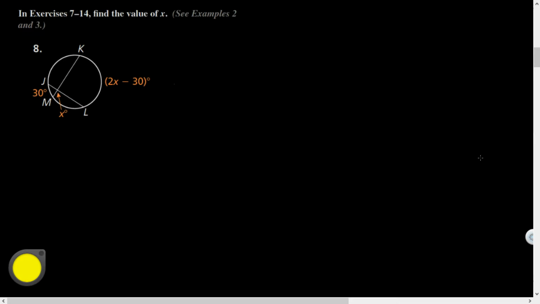Let's take a look at question 8. Find the value of x. Now, sometimes a problem becomes easier by introducing more variables to it. So if this is angle x and this is angle y, what could you tell me about y in terms of x? What is y equal to?